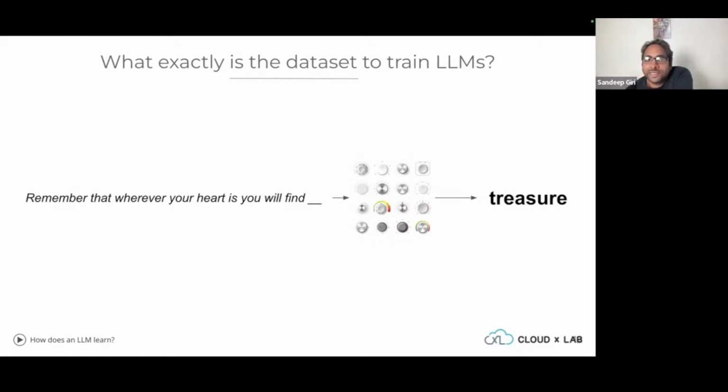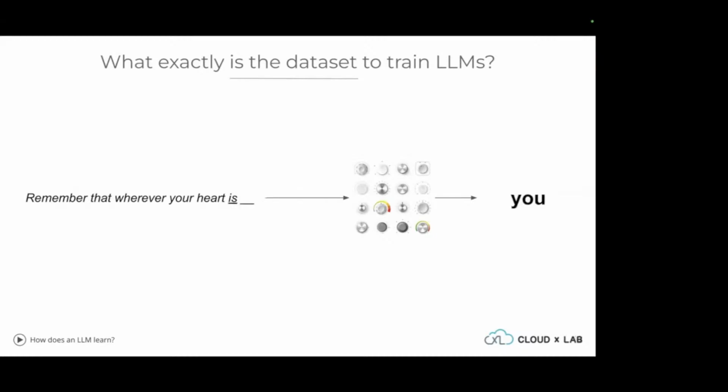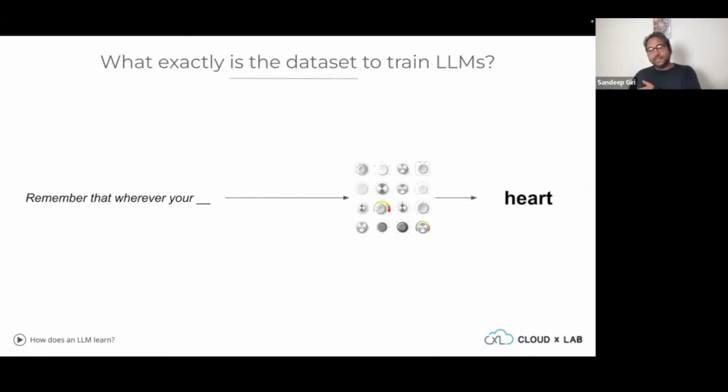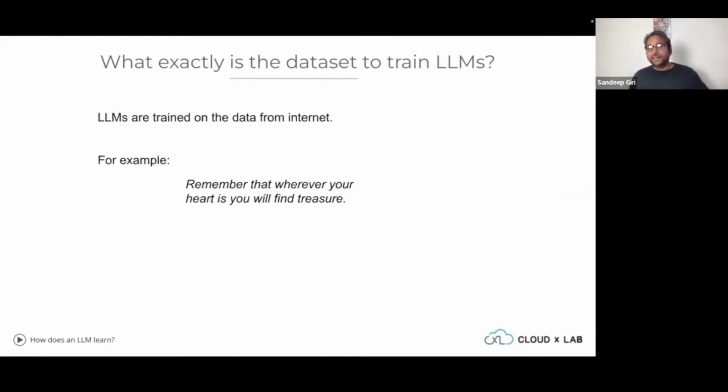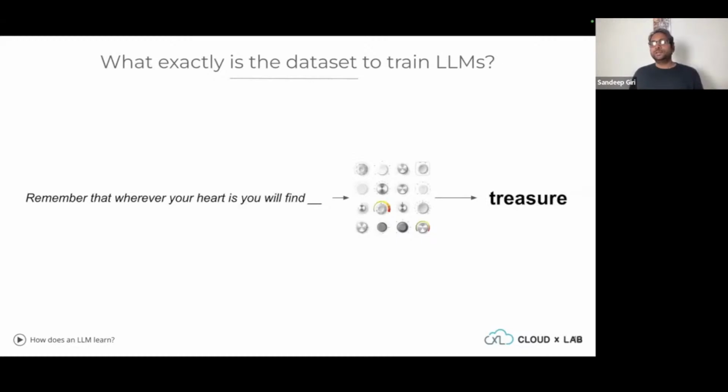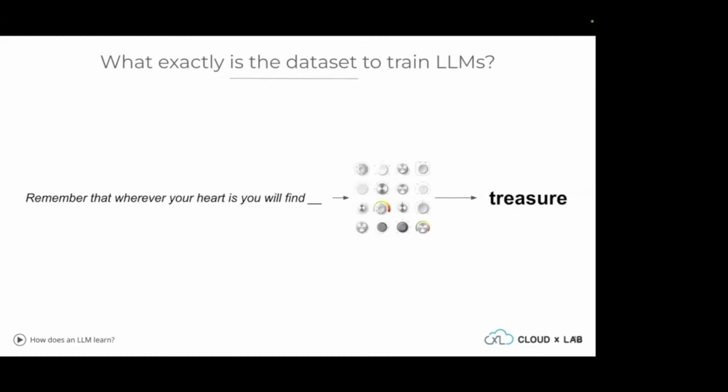First we gave, remember that wherever your heart is, you will find treasure. We also said, remember that wherever your heart is, you will find. So find is the target here, and this is the input. We beat it, tweak these knobs, and do the gradient descent until it starts saying find, until it starts saying will, until it starts saying you, until it starts saying is, until it starts saying heart. And that's it.